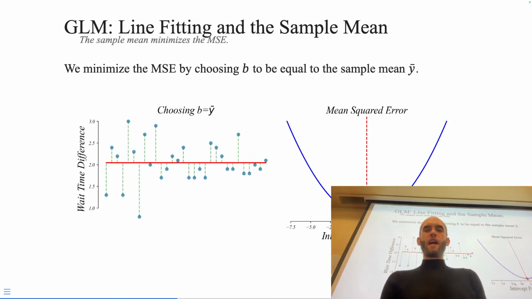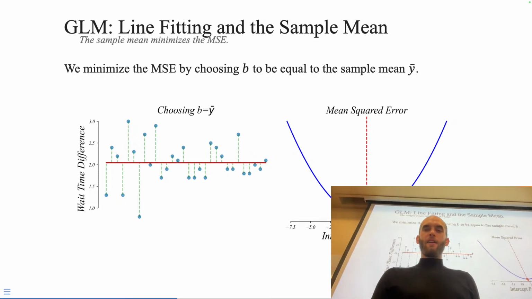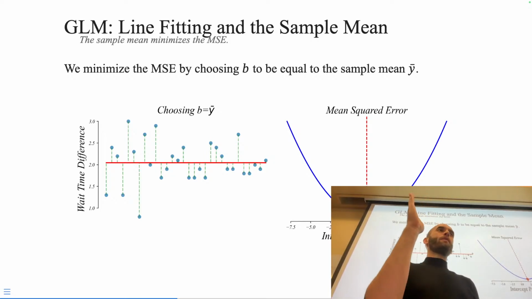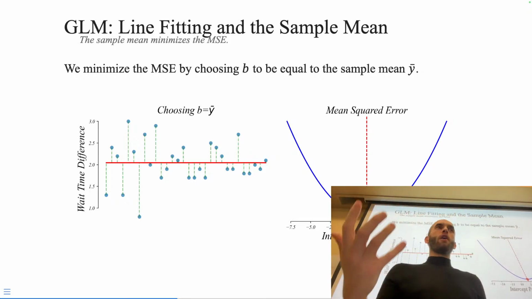This is just a picture that shows what happens to the mean squared error as we move away from the mean. Here I have the wait time differences. I've plotted a line through the middle of the data at the mean, and I've plotted out all of the error terms. And then I have this nice little figure over here. You can see as soon as we move away from the mean, which I've plotted at this red point on the vertical axis, we get a larger mean squared error. If we move in either direction, either increasing above the mean or decreasing below the mean, our mean squared error goes up.